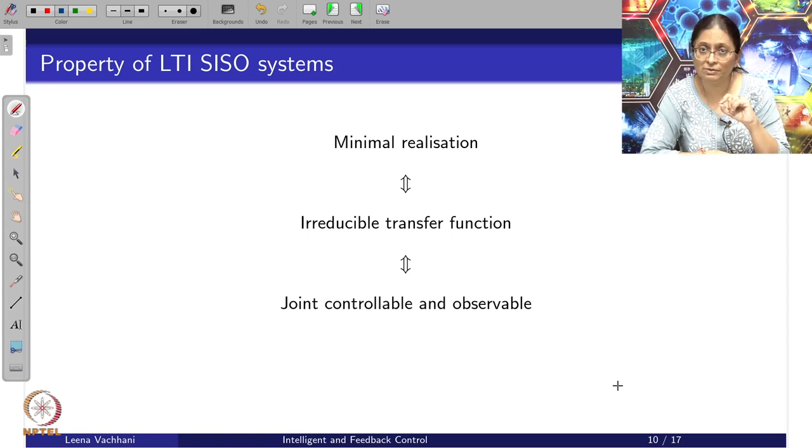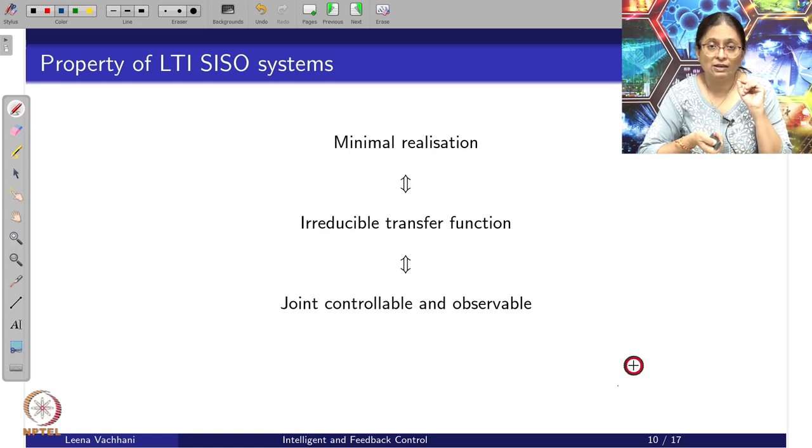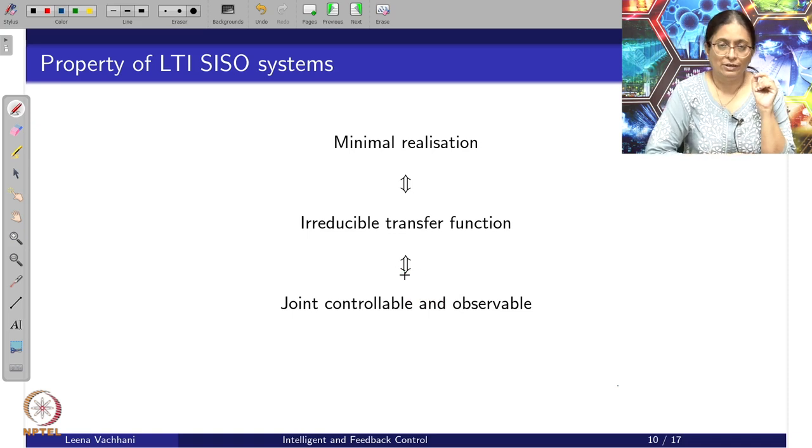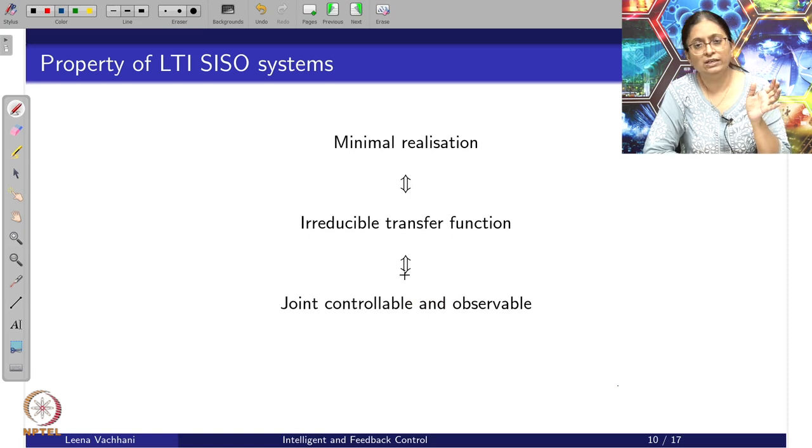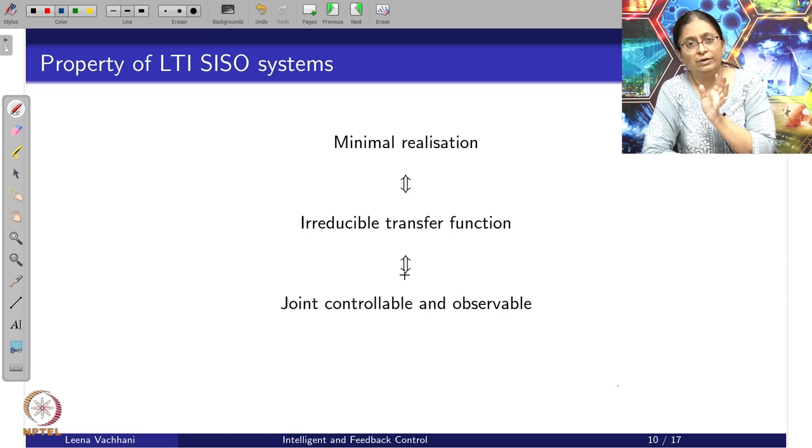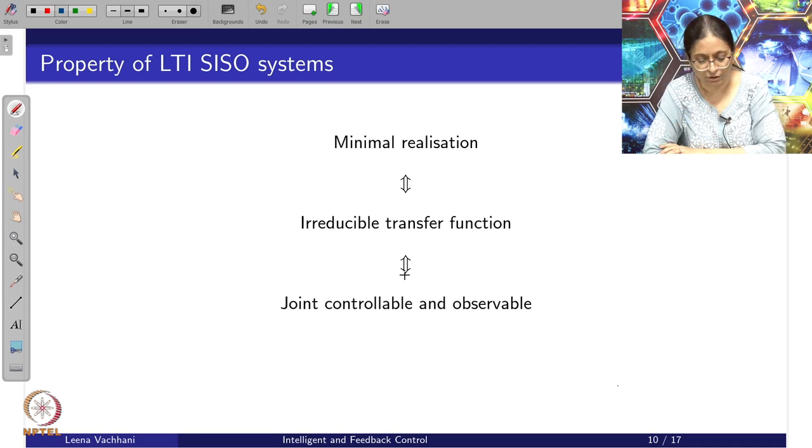minimal realization implies irreducible transfer function and vice versa. Similarly, irreducible transfer function implies jointly controllable and observable system and vice versa. So what does this mean now? Let me spend a little more time here. I'm not proving it for the SISO system, but for the SISO system we will convey that, okay, similar properties are possible with MIMO systems or not.